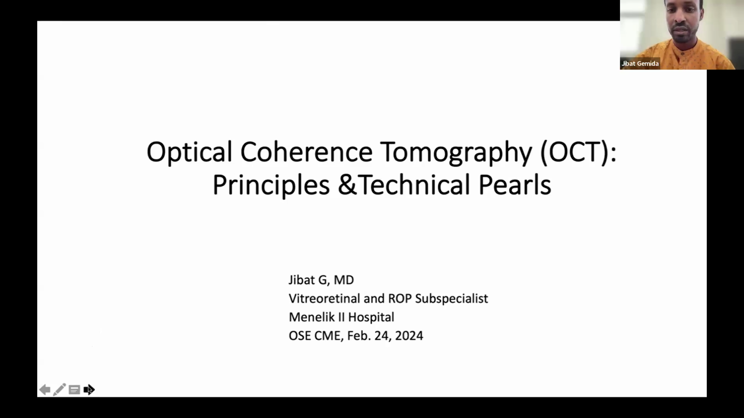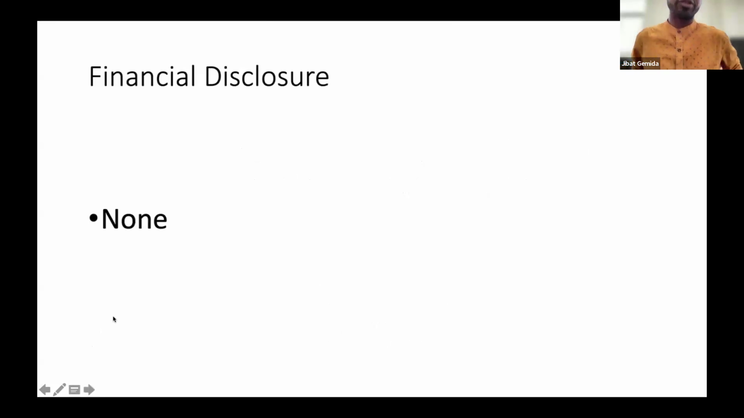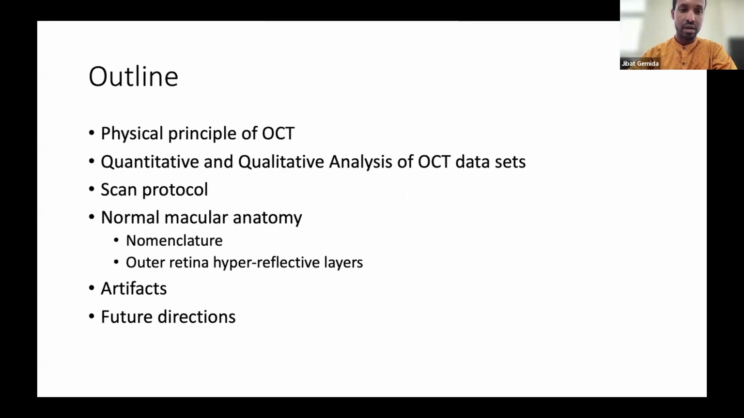Good evening, everyone. Today we'll discuss the basics of macular OCT. We will not discuss OCT angiography and other OCT applications. I don't have any financial issues to disclose. In my outline, I will discuss the physical principles of OCT, quantitative and qualitative analysis of OCT, scan protocols, normal macular anatomy and nomenclature, and I will discuss artifacts and future directions concerning OCT.